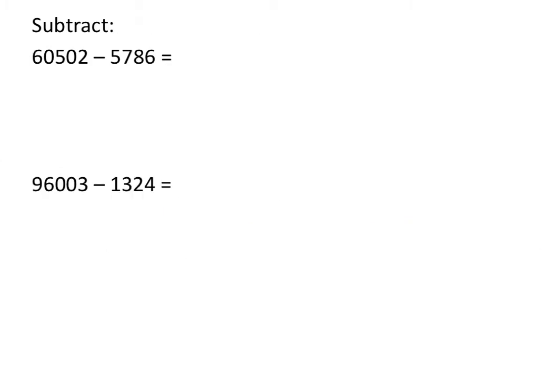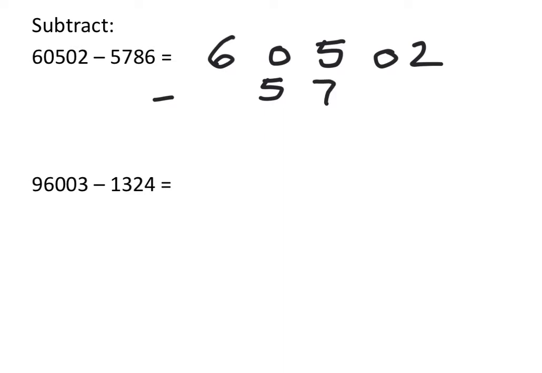So I'm going to do this first one. Okay, it's 60,502 minus 5,786. So let's go and write this out. 60,502. I'm giving myself some space between the place values there. Each digit in its own place value, and then 5,786. 5 in the thousands, 7 in the hundreds, 8 in the tens, 6 in the ones. And we're going to subtract.